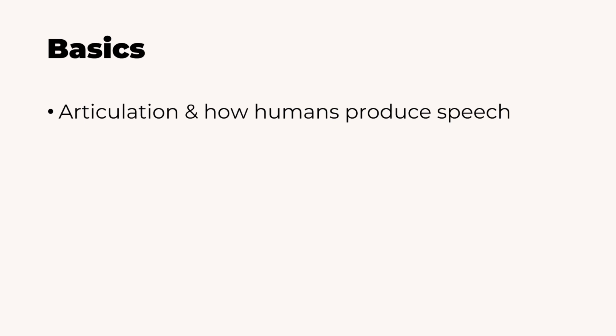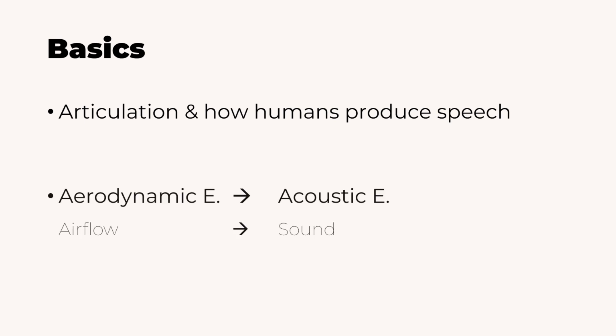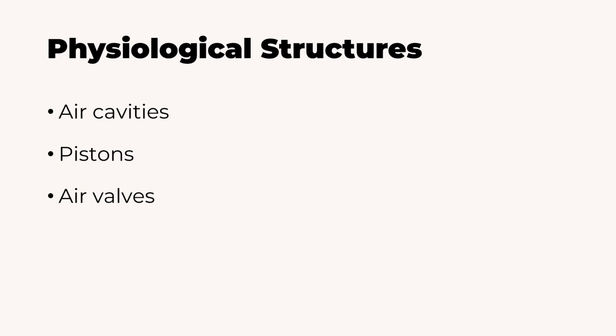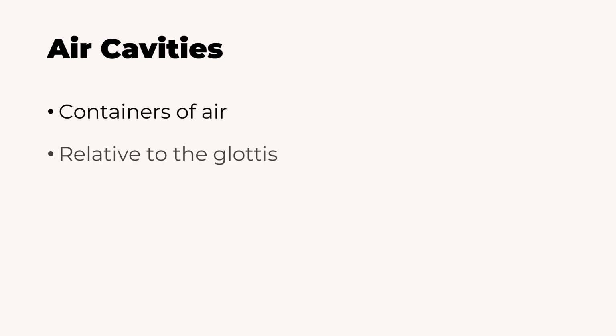Generally, articulatory phonetics is concerned with the transformation of aerodynamic energy, which is airflow through the vocal tract, into acoustic energy, which is then perceived by humans as sound. There are multiple components at work to create speech sounds. The main structures are air cavities, pistons, and air valves. Air cavities are containers of air molecules of specific volumes and masses. The main two cavities are seen relative to the glottis because it separates the two cavities.